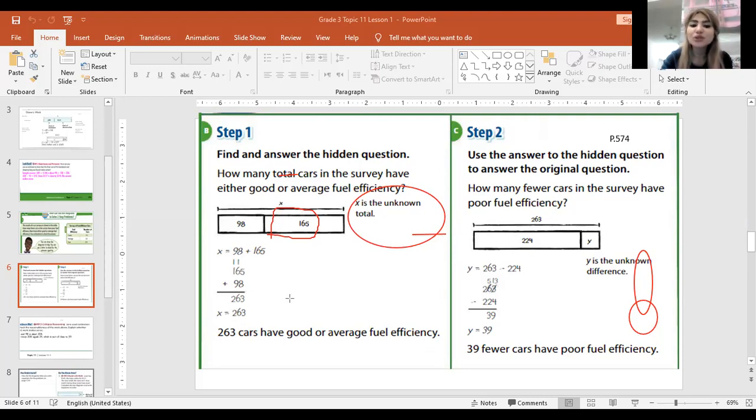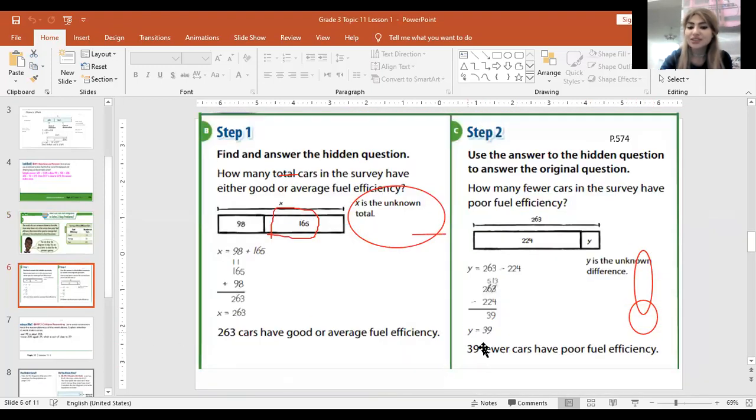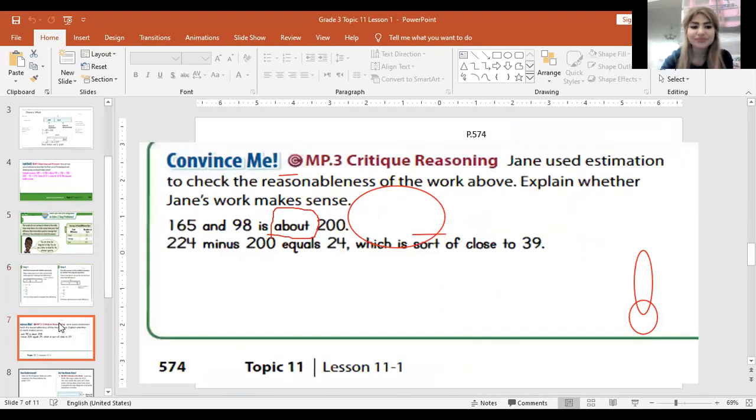Step 2, I'm going to take this X and subtract from it the number of poor cars, which is 224. If you remember and looked here quickly, it is 224. So my answer is Y. The unknown difference is Y equals 39. Fewer cars have poor fuel efficiency.